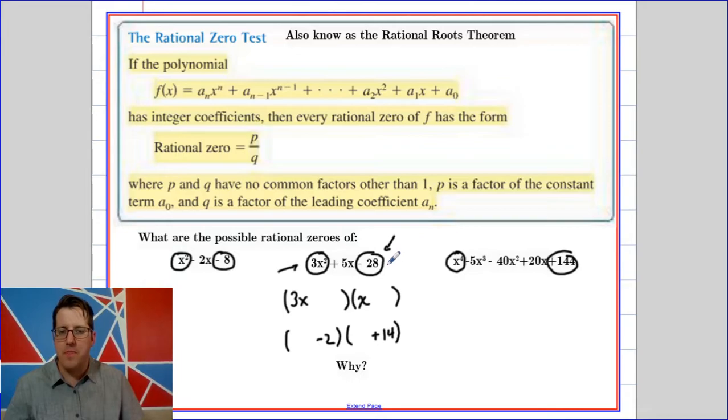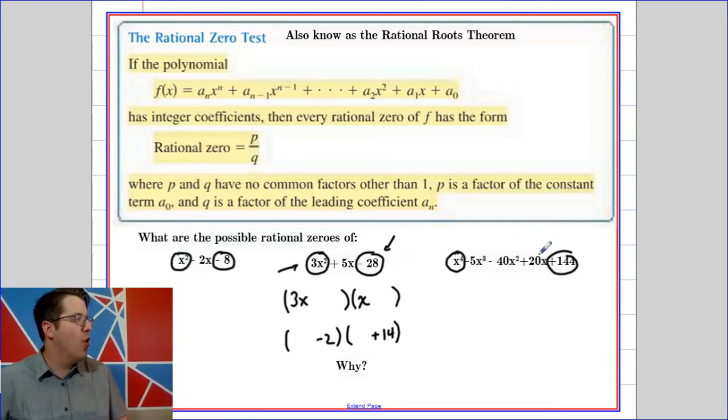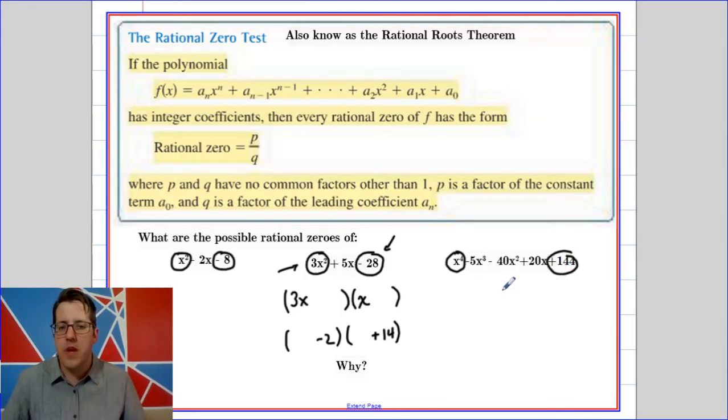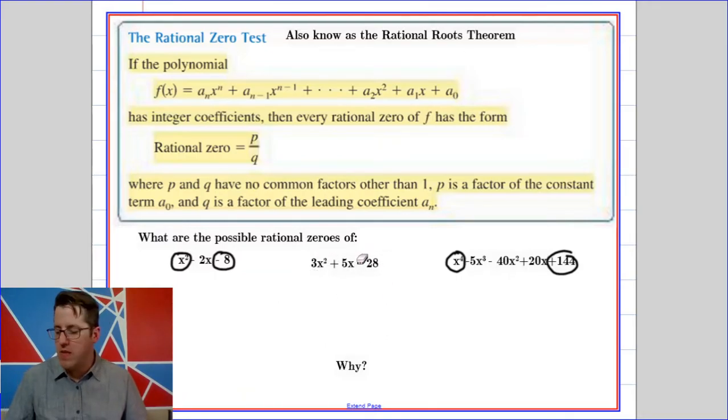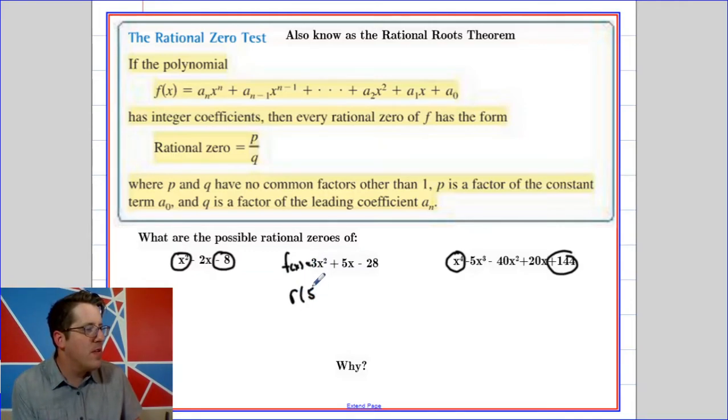And the same thing actually holds for longer expressions. So this is called the rational roots theorem, or the rational zero test. And what it tells you is that only certain numbers can be zeros for a polynomial. So for example, if I called this f of x, is f of 5 equal to 0?